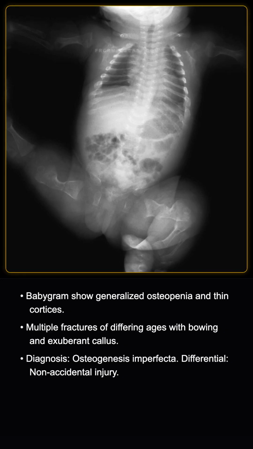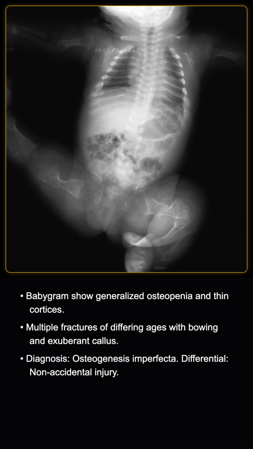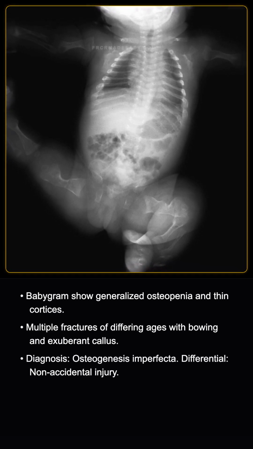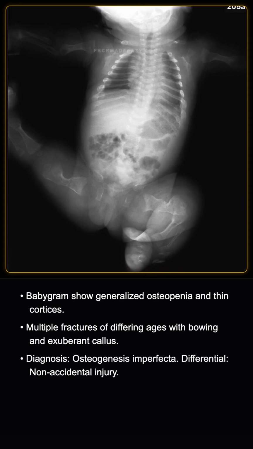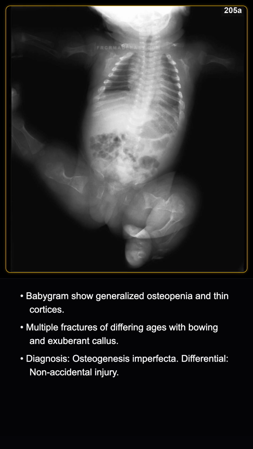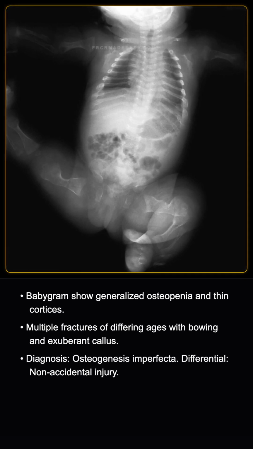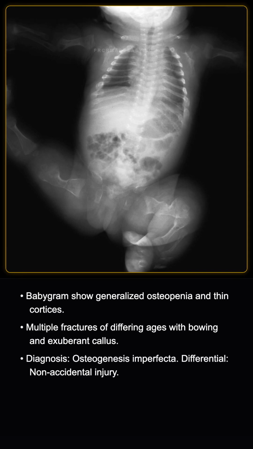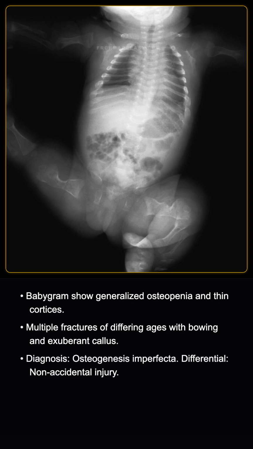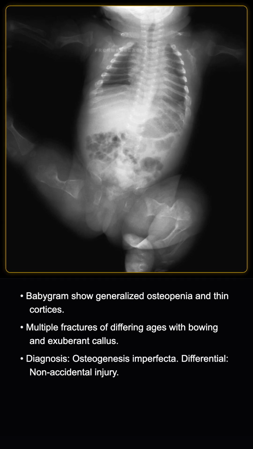Okay, I see it. The babygram demonstrates generalized severe osteopenia with marked thinning of the bony cortices. There are multiple fractures of differing ages affecting the metaphyses and diaphyses of the long bones. These fractures are associated with bowing deformities and exuberant hyperplastic callus formation. The primary diagnosis is osteogenesis imperfecta. The main differential diagnosis for multiple fractures of varying ages is non-accidental injury.